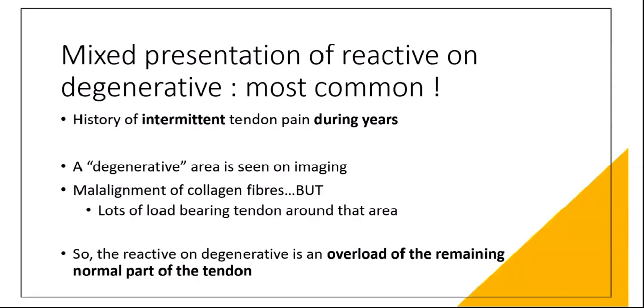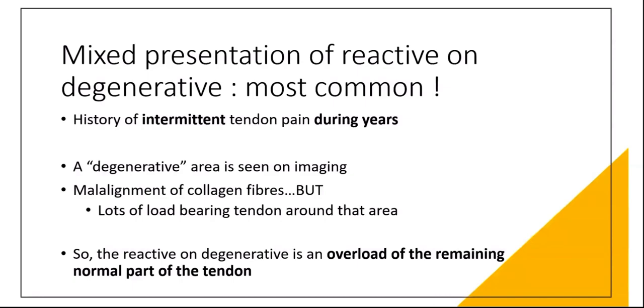But most commonly, in fact, we see a mixed presentation of the reactive stage and the degenerative stage. And this is a patient who gives you a history of intermittent tendon pain, but already present during years. And indeed, on medical imaging, we see a degenerative area. We see a malalignment of collagen fibers, but, important to know, lots of load-bearing tendon around that area.